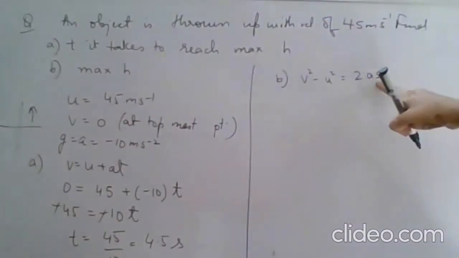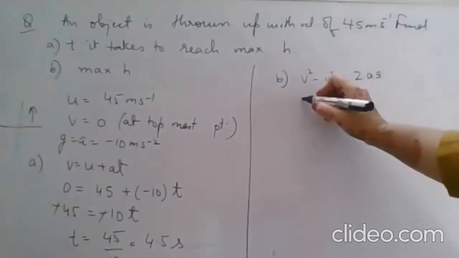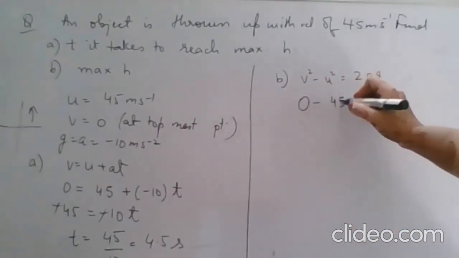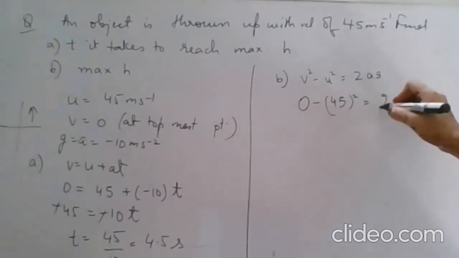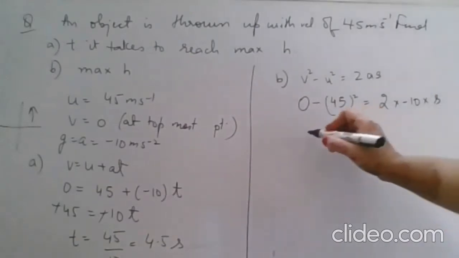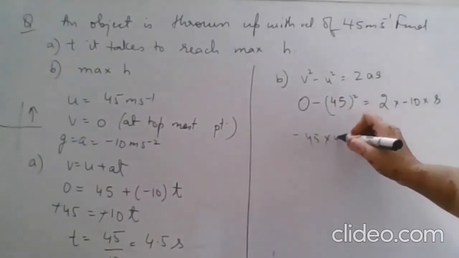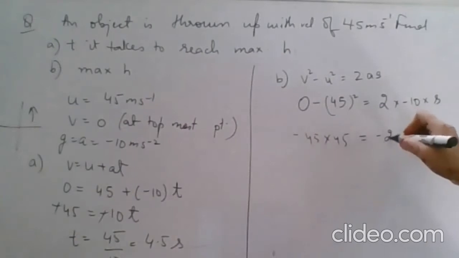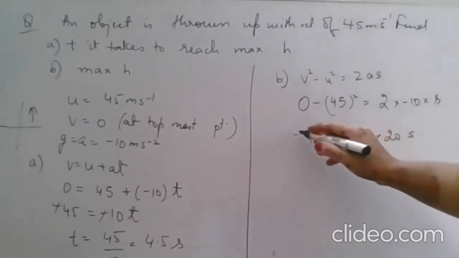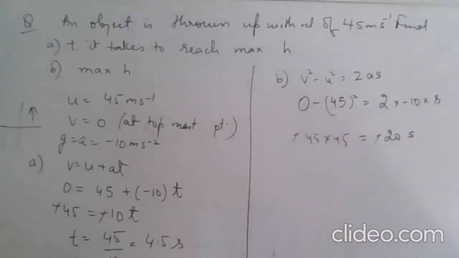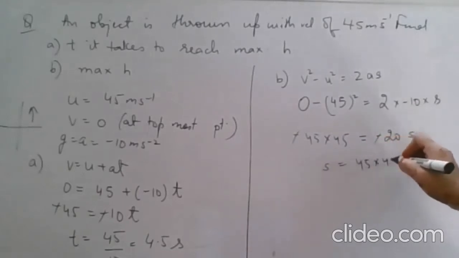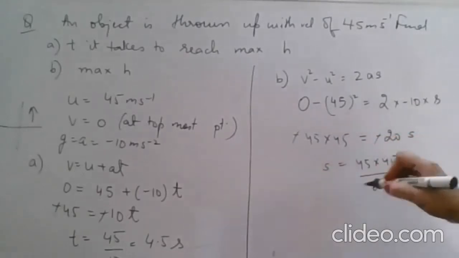तो मतलब यहाँ जो displacement है वो हमें calculate करनी है. V square at the topmost point we have already discussed is 0. U square given in the question 45 square. 2 as it is. A is minus 10. S is to be calculated. Okay. So this becomes minus 45 into 45 is equal to minus 20 S displacement. Okay. Negative goes off. Because the displacement is in the positive y direction. And displacement is coming out to be 45 into 45 divided by 20.